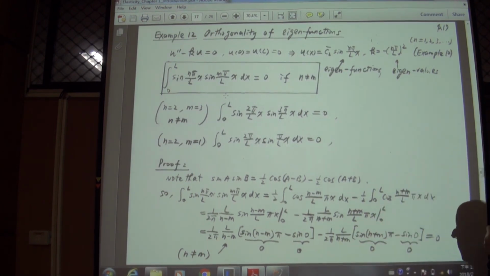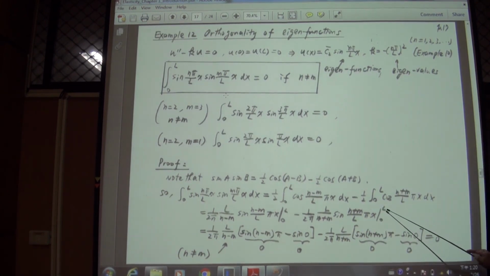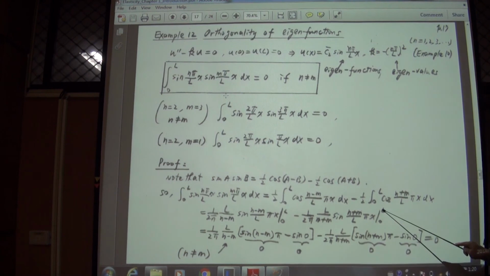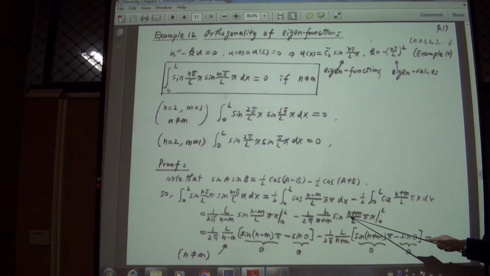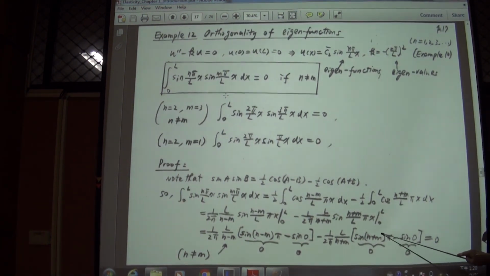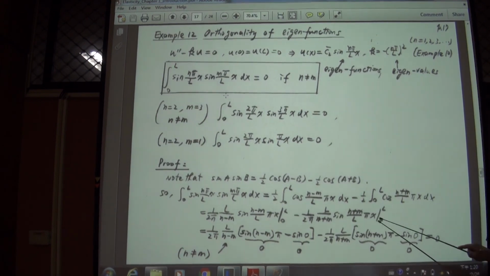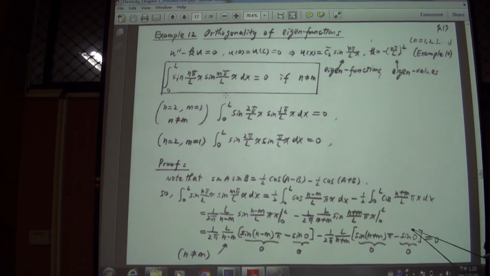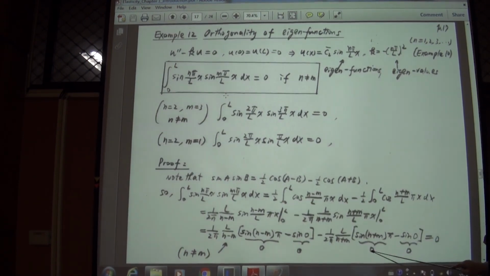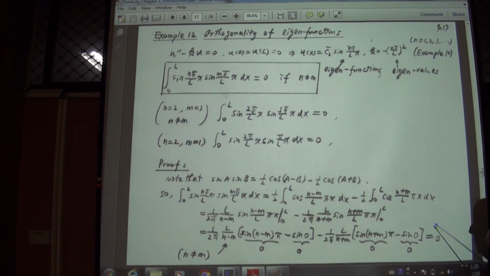In the second part, we put the upper bound x equals L here, and then L and L cancel out to get this one. X equals 0 here, and this one. Sine 0 equals 0, and sine of this one equals 0. So the whole thing equals 0.